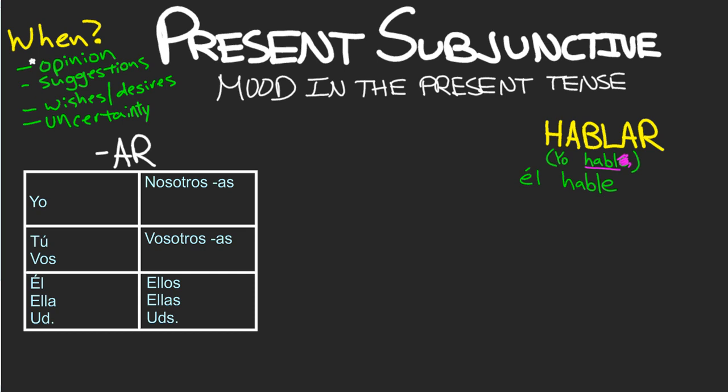So for AR verbs, such as hablar, for the yo form, the ending is e, tú form, es, él, ella, usted form, e, nosotros, nosotras, emos, vosotros, vosotras, éis, ellos, ellas, ustedes, en. Now if you think back to the indicative conjugations from Spanish 1, they look very similar to the ER-IR endings. But these are the endings for AR verbs when conjugated in the subjunctive mood.